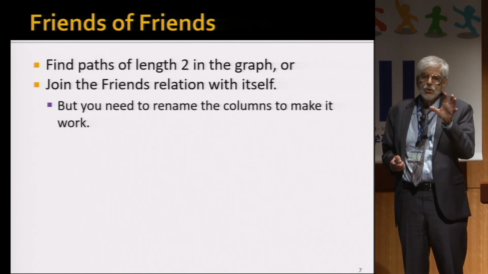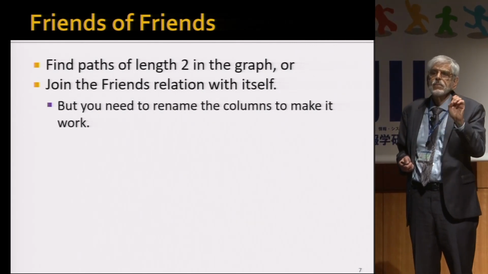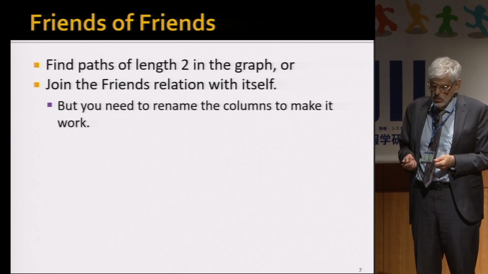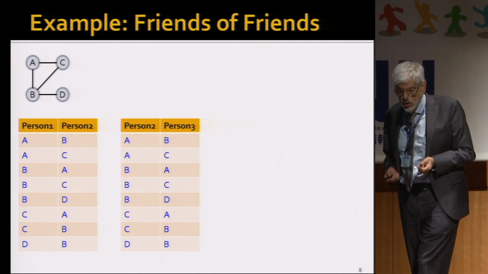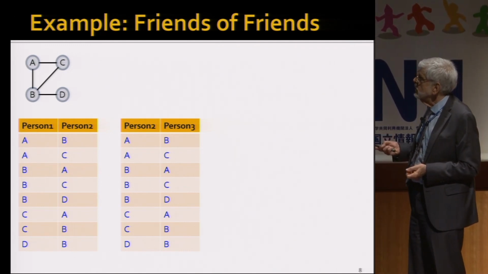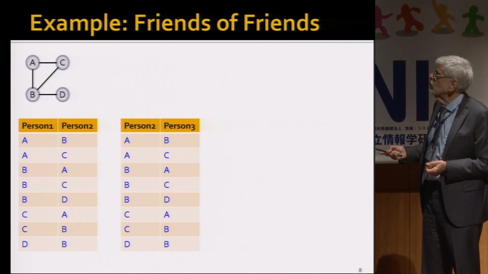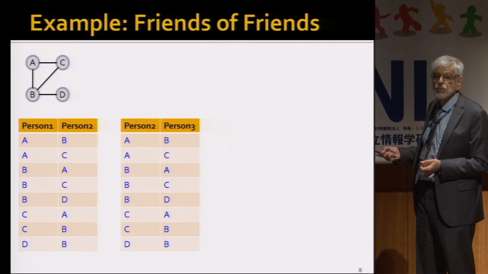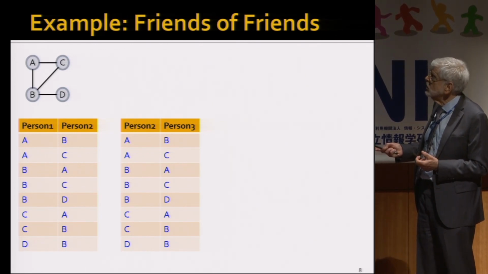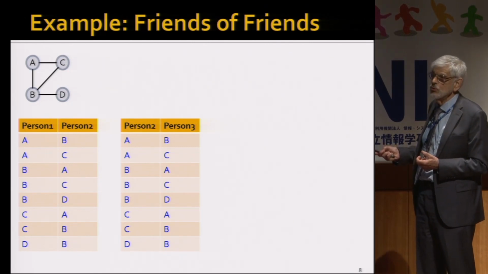Okay. Well, you can write this as a relational join. You're going to use the same set of rows, but you have to name the columns properly so that you can join them. It makes sense when you join them. So here's what it looks like. Again, here's our little graph. These are the same relation that I showed you before. But now the first one I've left as person 1, person 2. But the second one, it's the same relation, but I'm calling the columns person 2 and person 3.